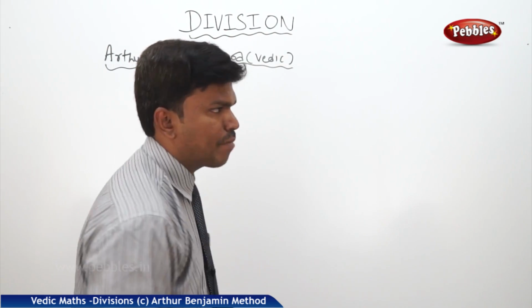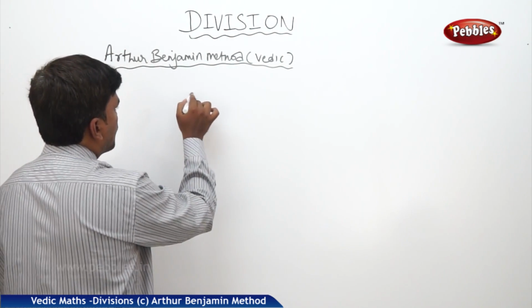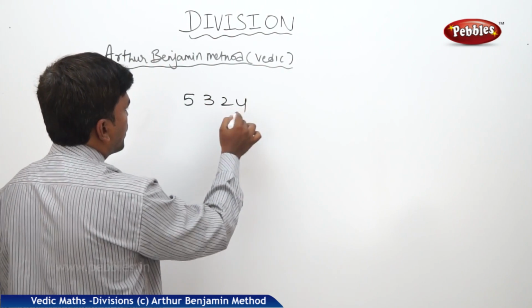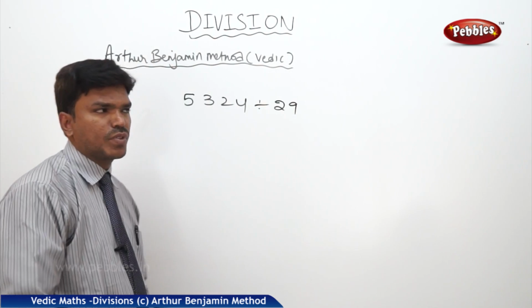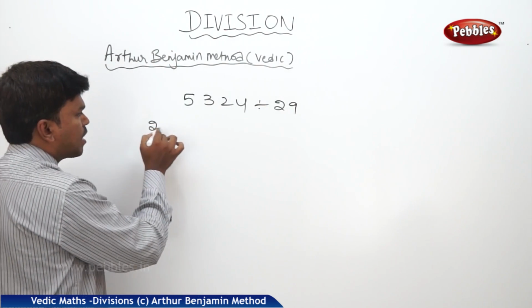Now let us take one example. Suppose 5324 divided by, I want to divide it by, say, 29. First of all, write the 29 here as it is.